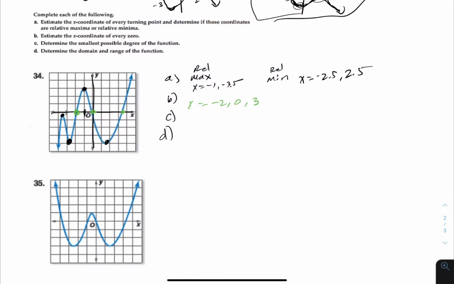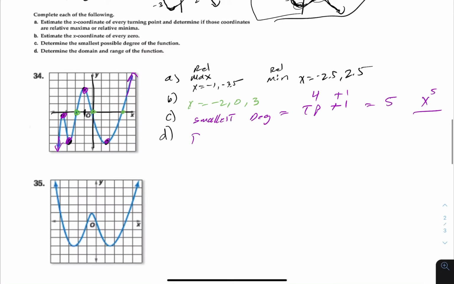C, determine the smallest possible degree. So smallest possible degree, it's a little formula, which is turning points plus 1. So look how many turning points we have. We have 1 turning point, 2 turning points, 3, 4. So 4 plus 1 gets me 5. Smallest possible degree this guy can have is x to the 5th. Which makes sense. Look at that. It's an odd function. Look at my graph. It's an odd graph. So it fits the narrative.